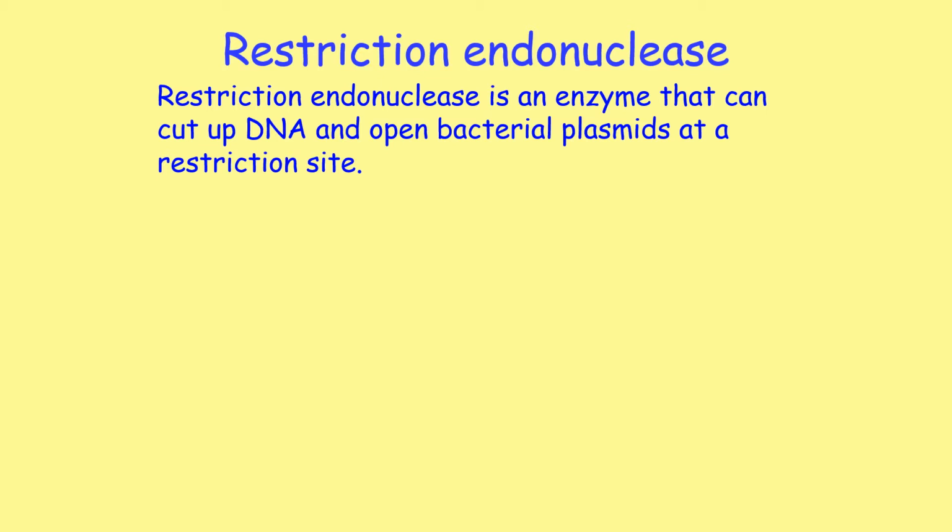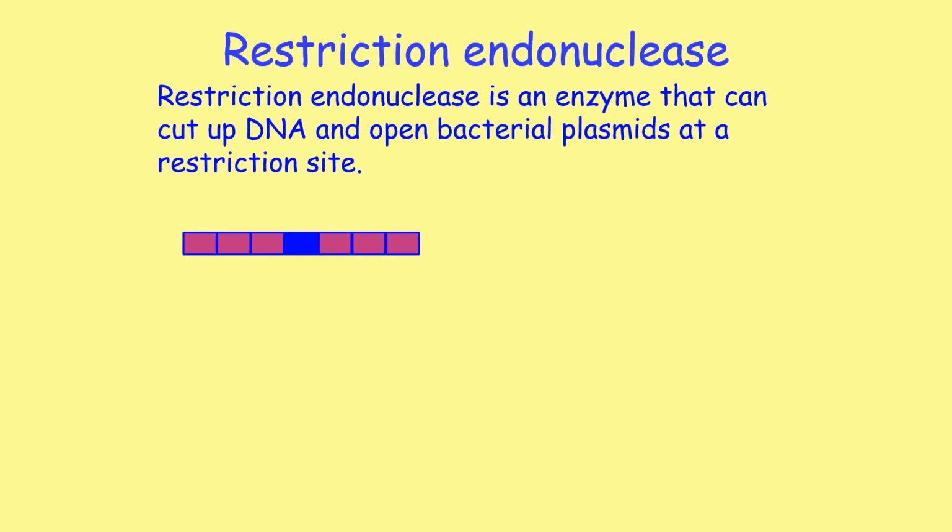And just to recap, we use enzymes in this process. Restriction endonuclease is the enzyme that is used to cut, so it's the chemical scissors used to cut out the gene from the genome, and also to cut open the bacterial plasmid at something called a restriction site. But we're going to add a little further detail to this.